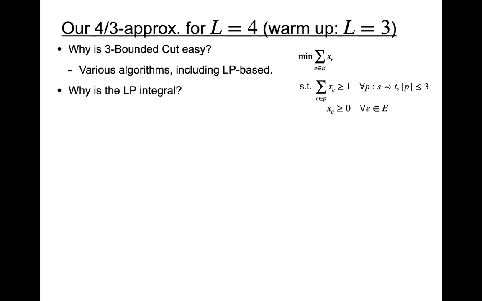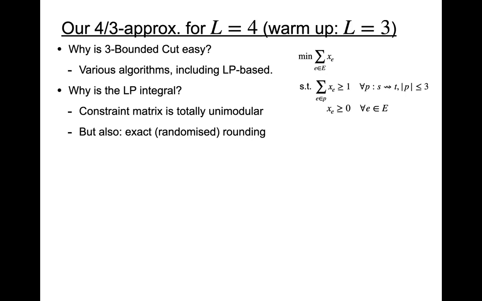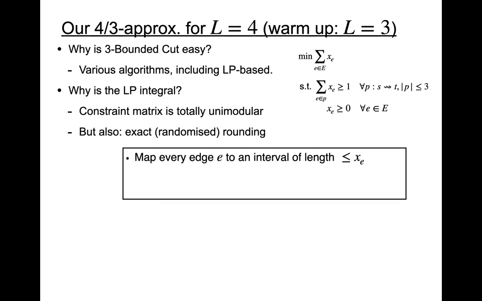So why is there no integrality gap? Why is this integral? Well, one way to see this is to check that the constraint matrix is totally unimodular. But for us, the more interesting thing is that there's a randomized rounding, which is lossless. And this is also a very natural rounding. This is the typical sort of level cut or ball cutting algorithm.